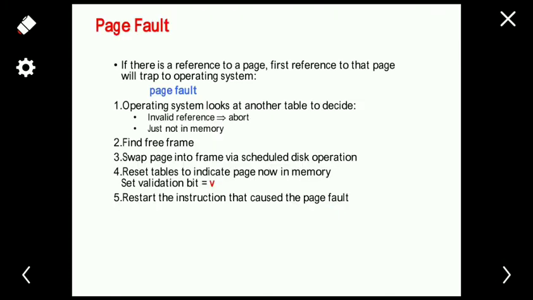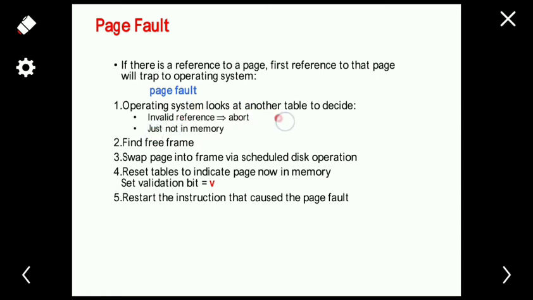Okay, so page fault. Why does a page fault occur? If there is a reference to a page that is not in the main memory, then on the first reference to that page, it will trap to the OS. That is the page fault. The operating system looks at another table to decide. If it is an invalid reference, it aborts. If it is not in memory, then it fetches it from the secondary memory.